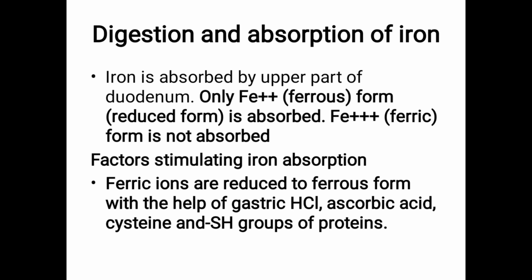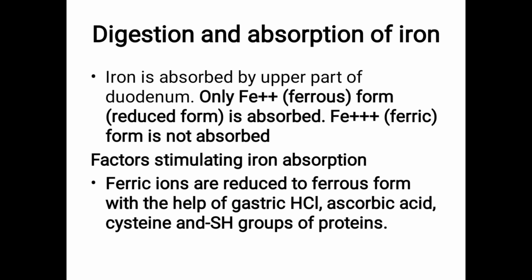So whatever we take in the diet, that is ferrous form, ferric form, needs to be converted to ferrous form. There are some factors which enhance or favor iron absorption. Ferric ions are reduced to ferrous form with the help of gastric HCl, hydrochloric acid present in the gastric juice, ascorbic acid, what is ascorbic acid? Vitamin C, cysteine and sulfhydryl groups of the proteins. So these are the factors which stimulate iron absorption.